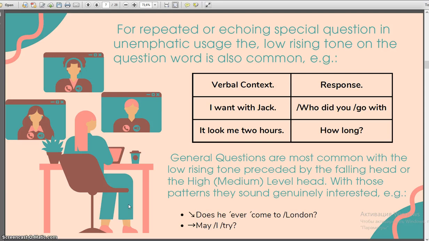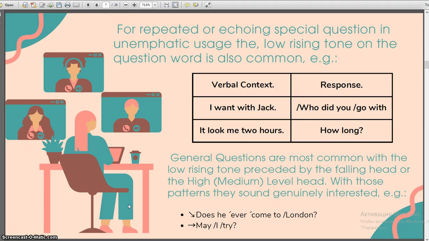For repeated or echoing special questions in unemphatic usage, the low rising tone on the question word is also common. Example, verbal context, response: I went with Jack. Who did you go with? It took me two hours. How long?